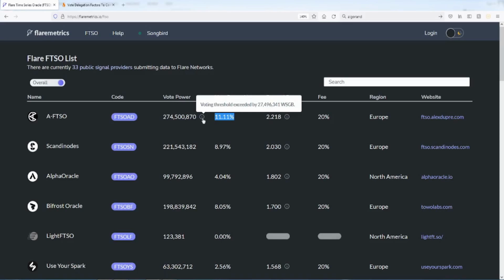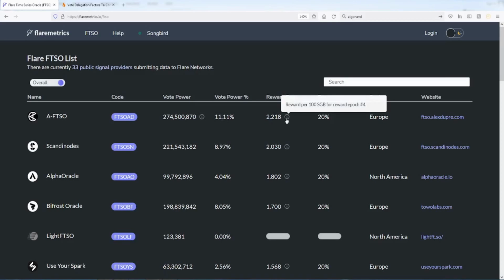Here we can see the voting threshold exceeded by 27 million wrapped Songbird. This 27 million wrapped Songbird will somehow be divided by the reward rate. I don't know the exact calculations. People will get much less reward for the next epoch if this stays the same. It's going to be much less than 2.2 per 100, diluted by 27 million, probably even less than 2. You have to do the calculations and figure it out. I haven't found anywhere on the website how to calculate exactly what it's going to be.